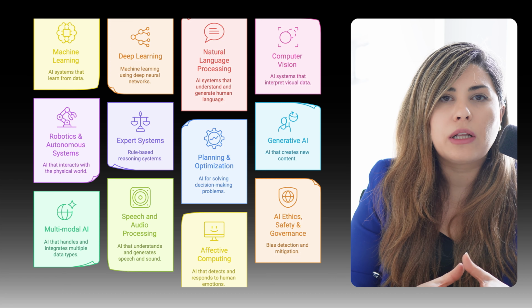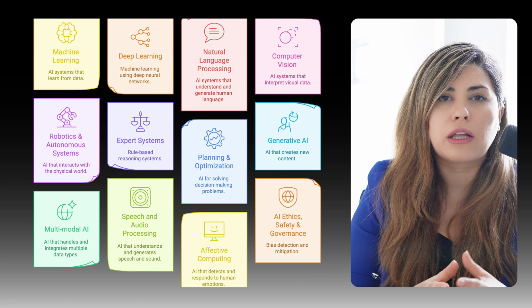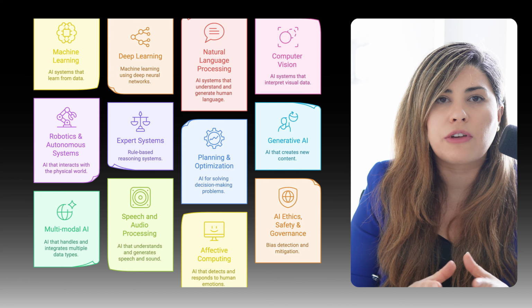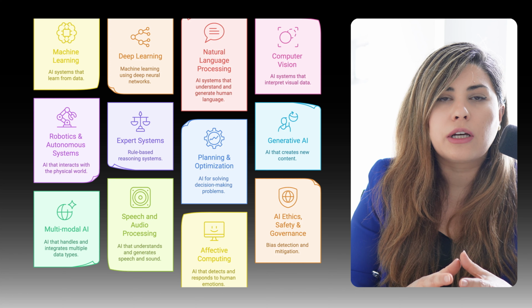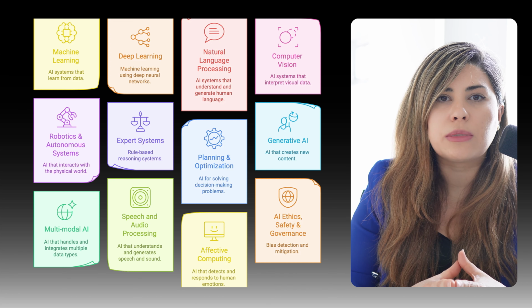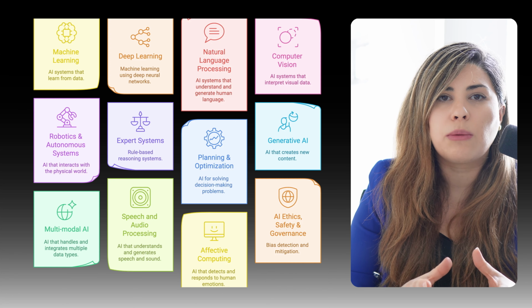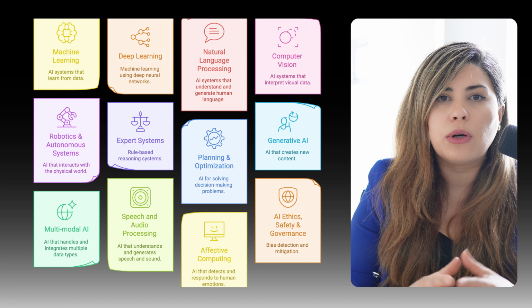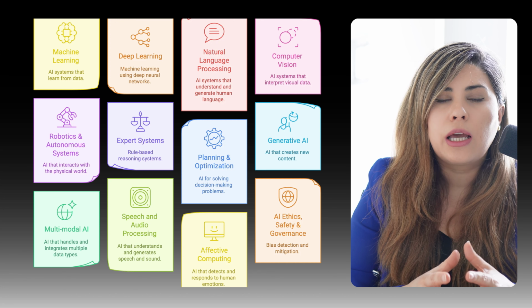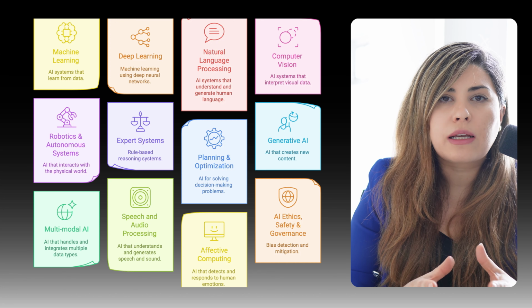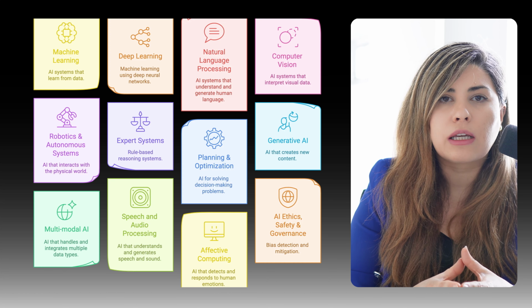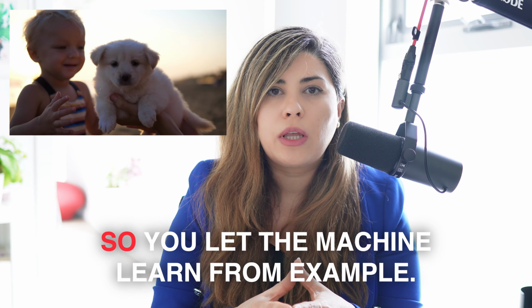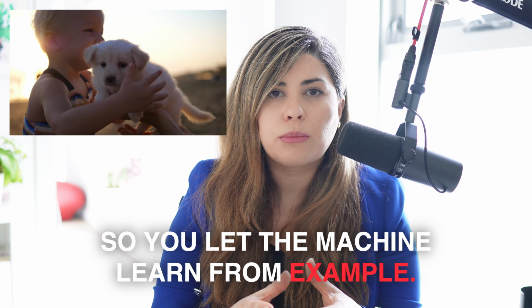Machine learning, or ML, is how AI often achieves that intelligence. It's a subset of AI focused on the idea that systems can learn from data, identifying patterns and making decisions with minimal human intervention, instead of programming explicit rules for every single possibility. So you let the machine learn from examples.